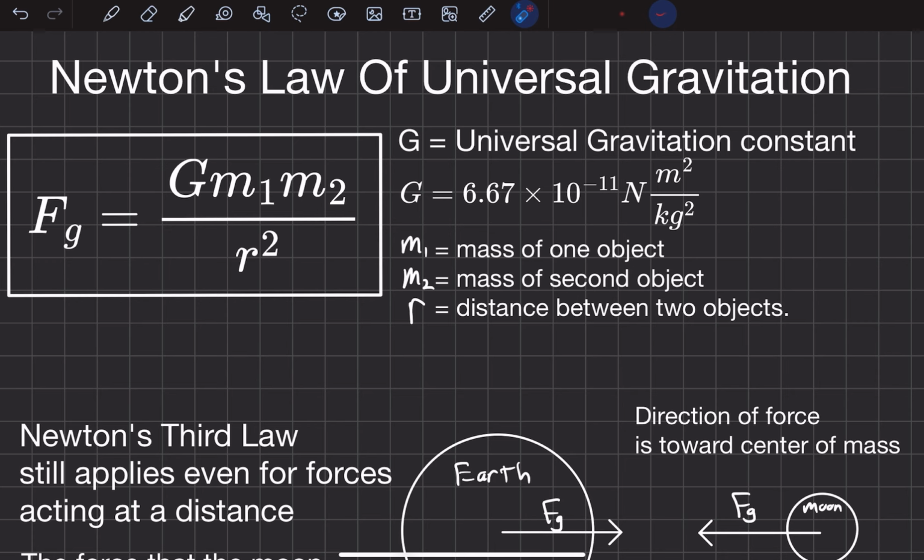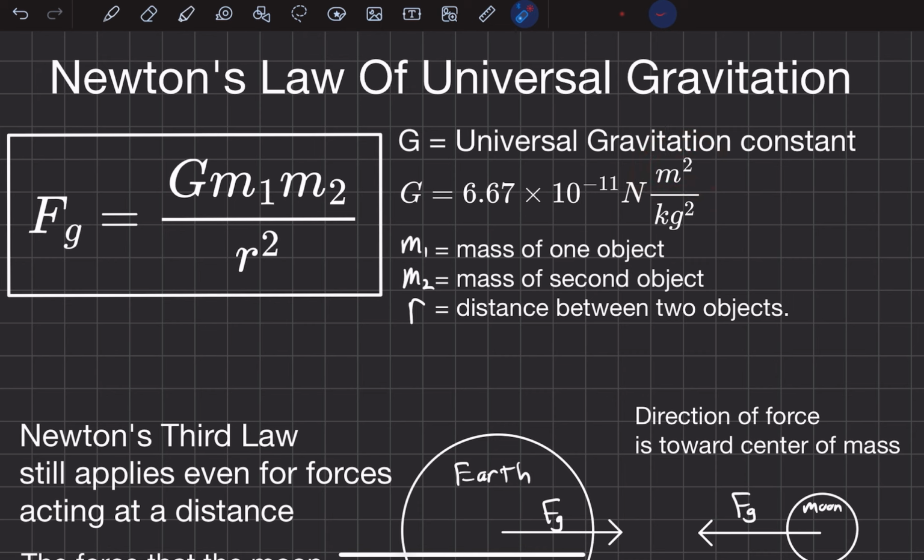Let's take a closer look at this equation again, but more importantly, let's take a look at the units of the gravitational constant, the universal gravitation constant. So the units are newtons, which is typically a unit of force, times meters squared divided by kilograms squared.